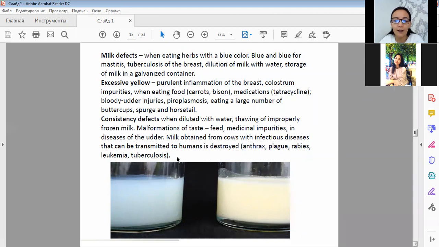And the consistency defects appear when milk is diluted with water, or shows as improperly frozen milk, malformation of taste, feed medical impurities, or disease of the udder. Milk obtained from cows with infectious disease that can be transmitted to humans is destroyed. For example, Bell's disease, plague, rabies, anthrax, leukemia, tuberculosis, and others.